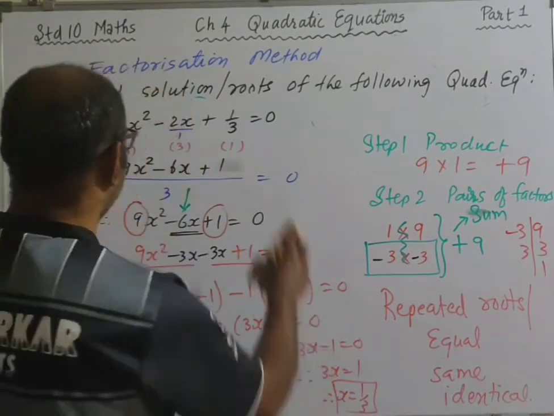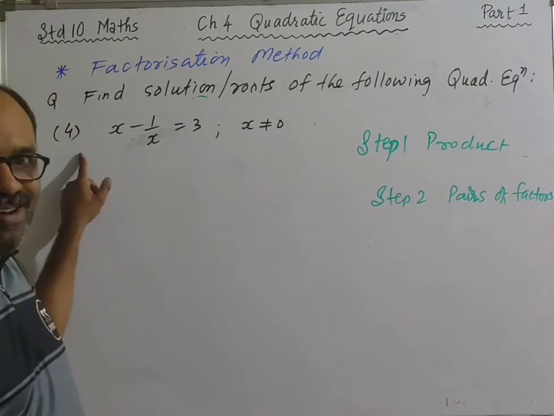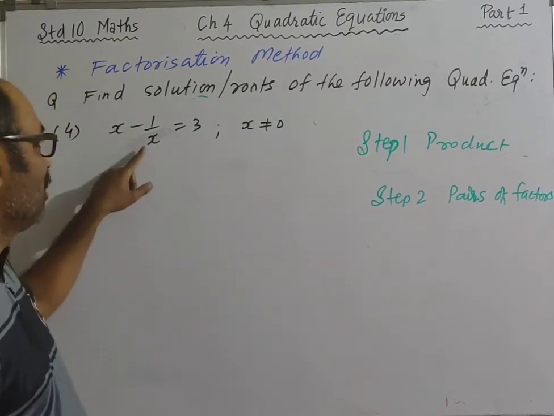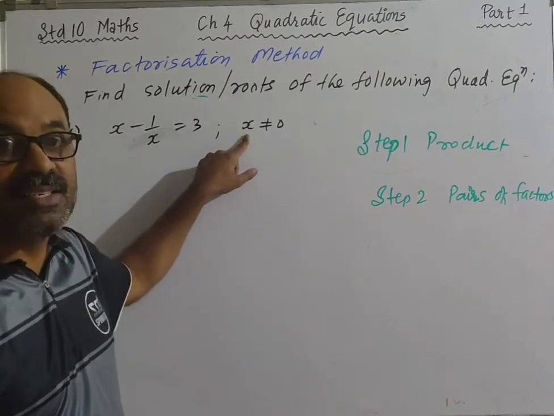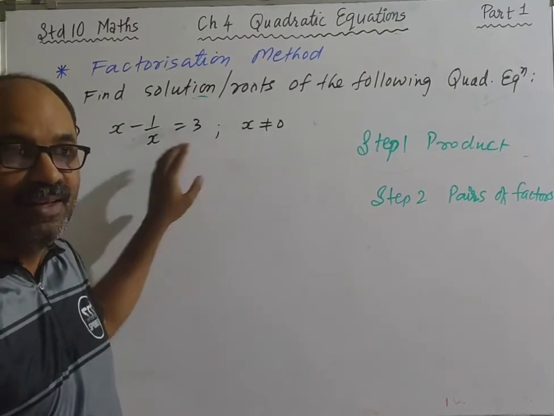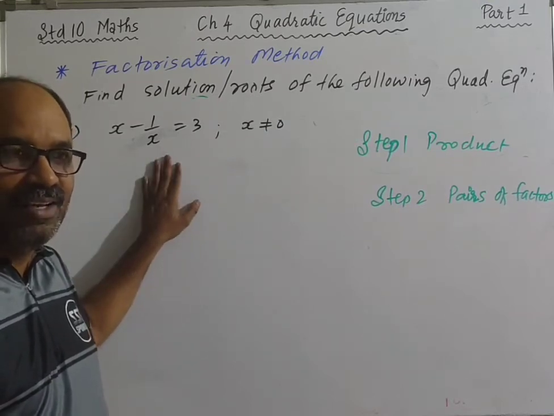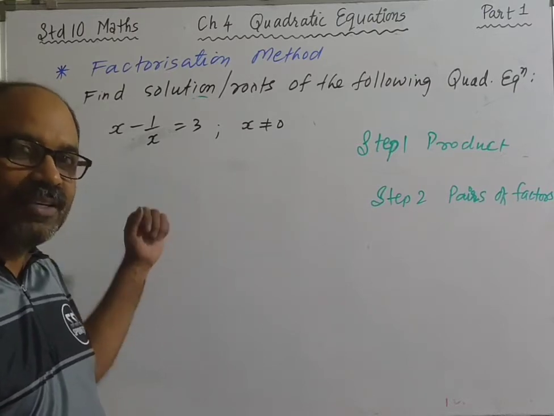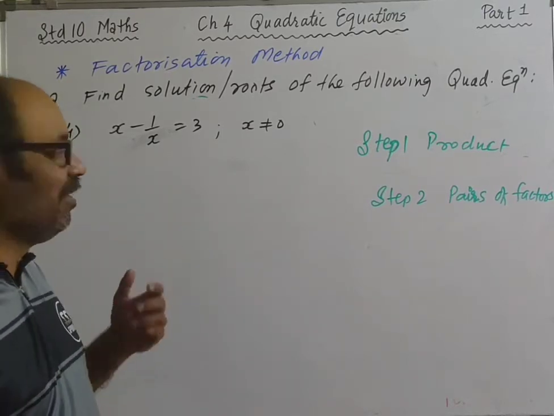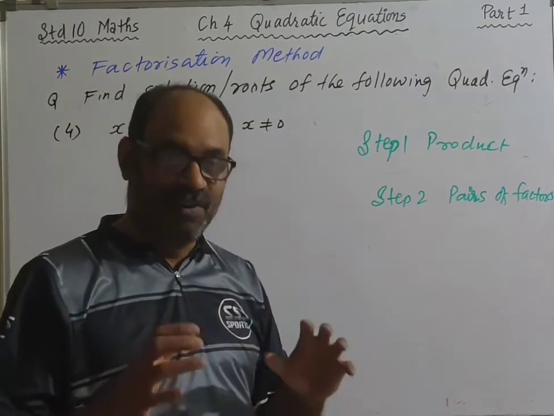Let's see. Okay, here is the fourth one. x minus 1 upon x is equal to 3, where x is not equal to 0. The first appearance of this equation will make you conclude that this is not a quadratic equation. There is no degree 2. But actually it is a quadratic equation. We'll have to simplify and see.